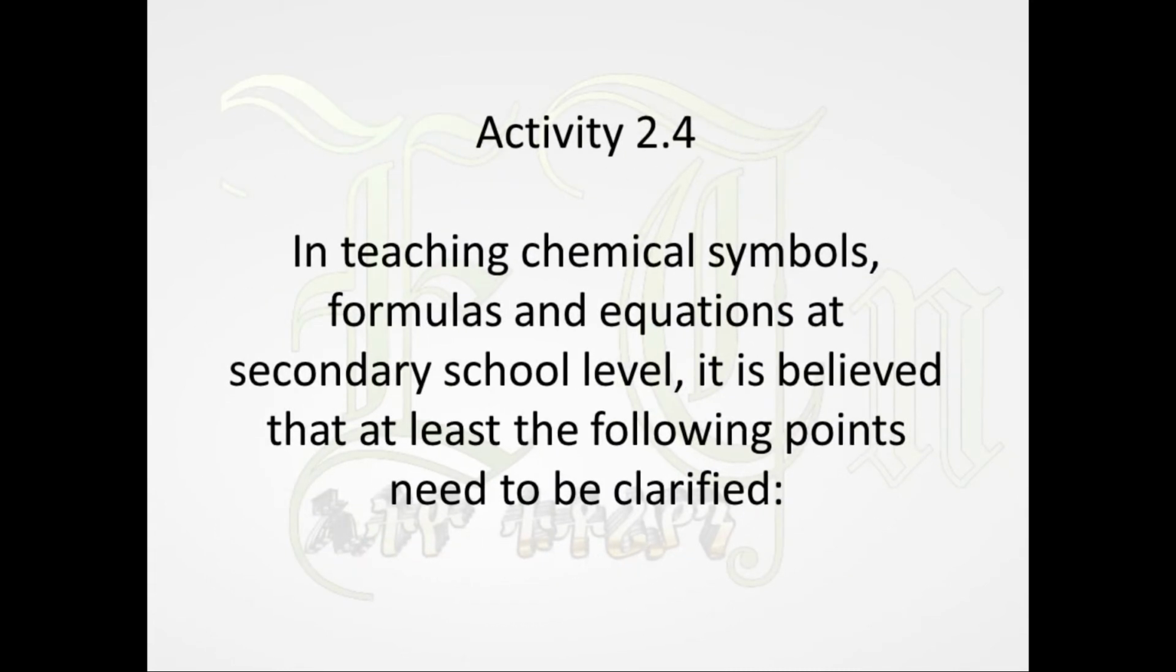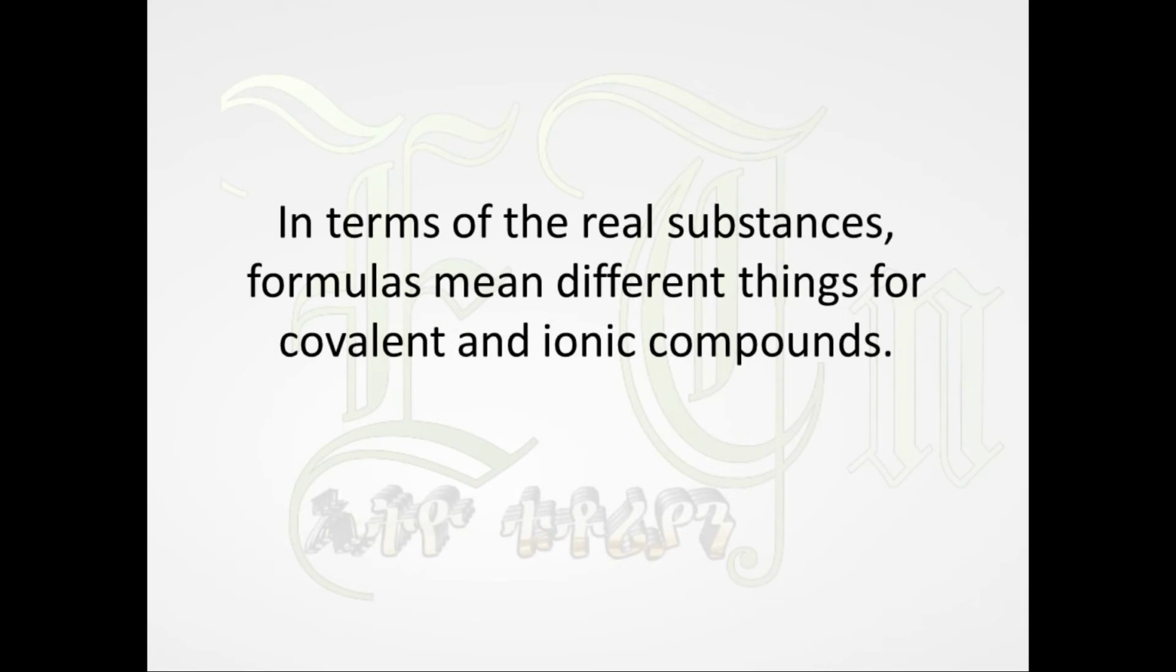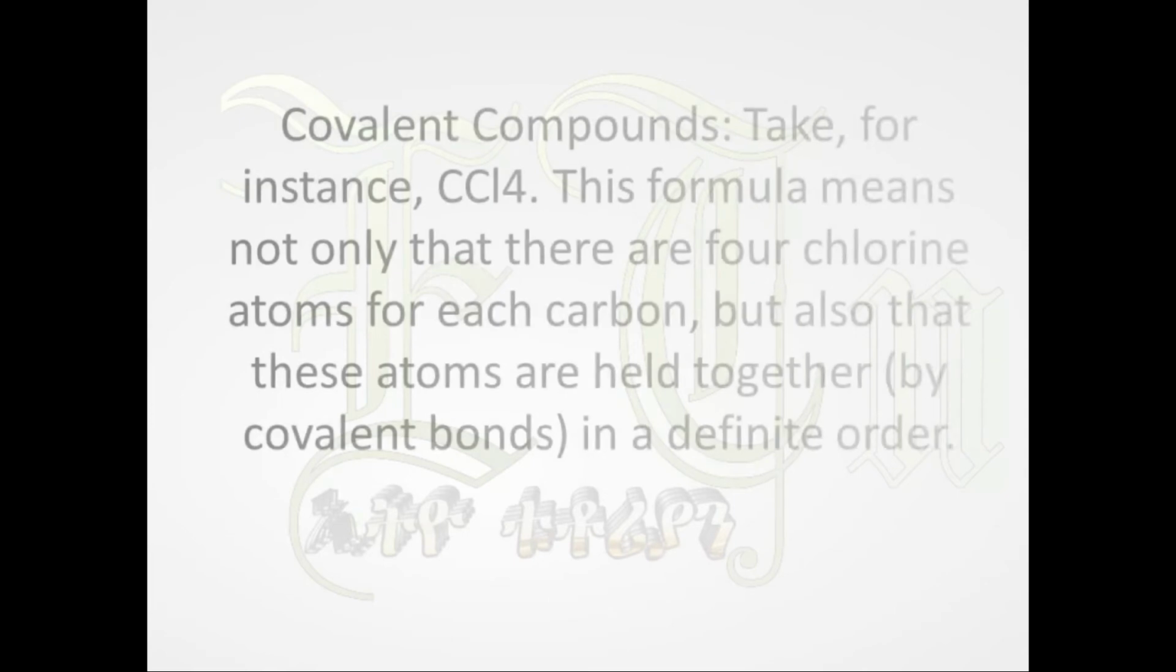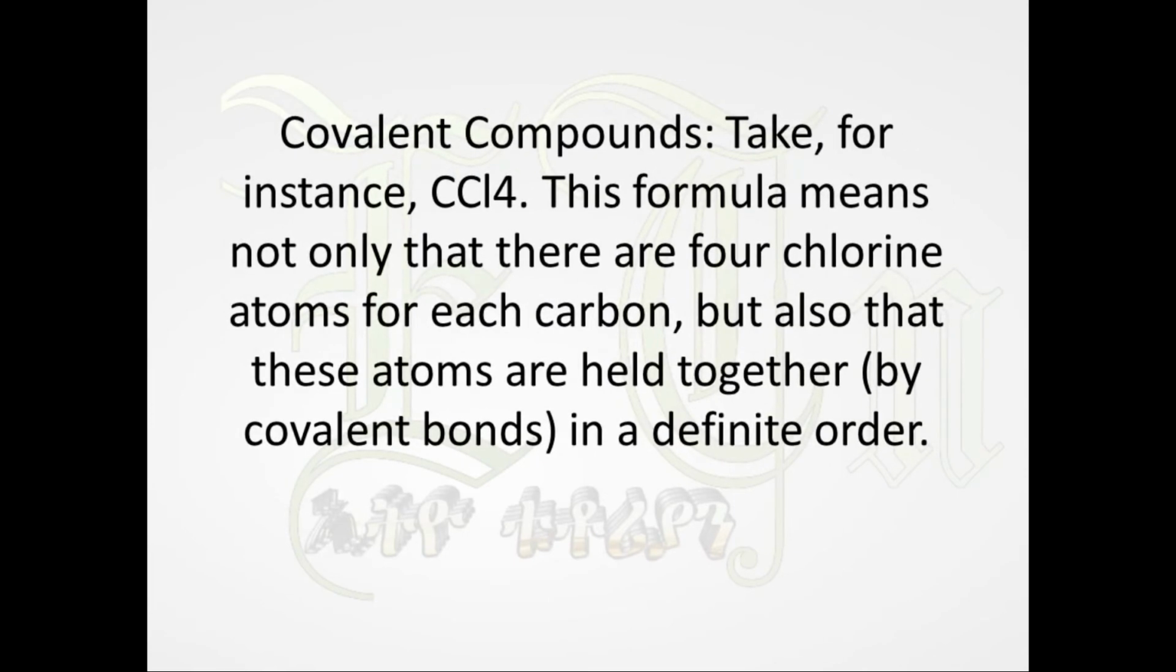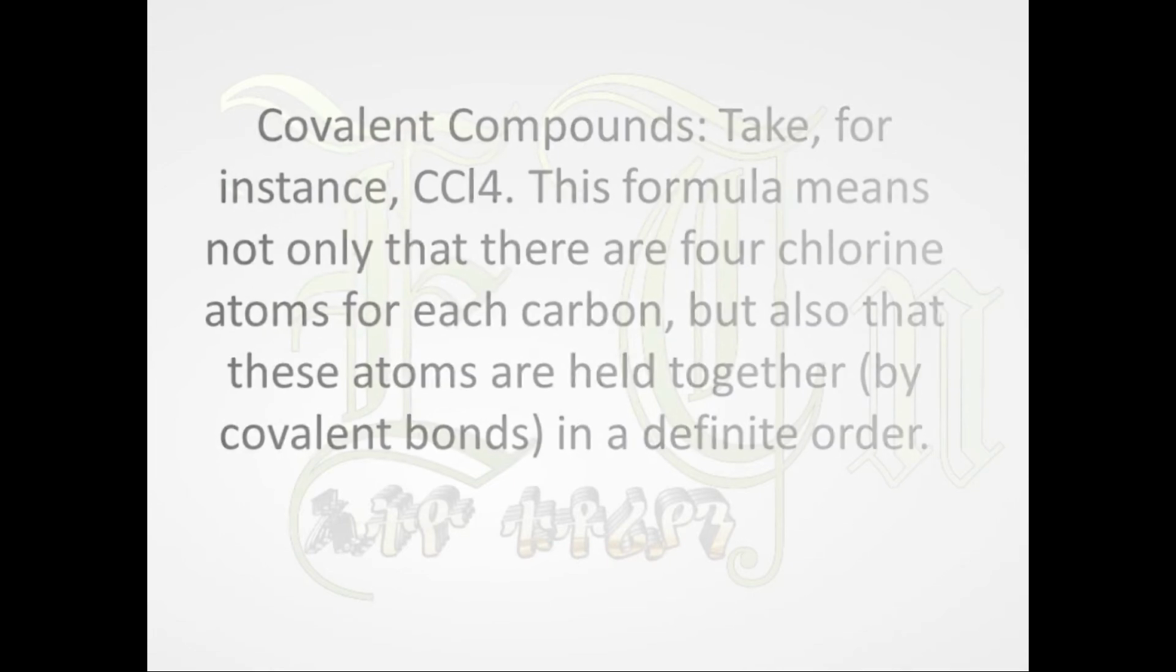Activity 2.4. In teaching chemical symbols, formulas, and equations at secondary school level, it is believed that at least the following points need to be clarified in terms of the real substances. Formulas mean different things for covalent and ionic compounds. Covalent compounds take, for instance, CCl4. This formula means not only that there are 4 chlorine atoms for each carbon, but also that these atoms are held together by covalent bonds in a definite order.